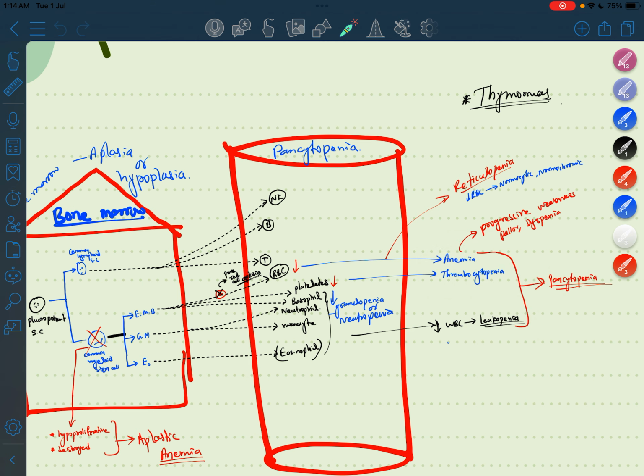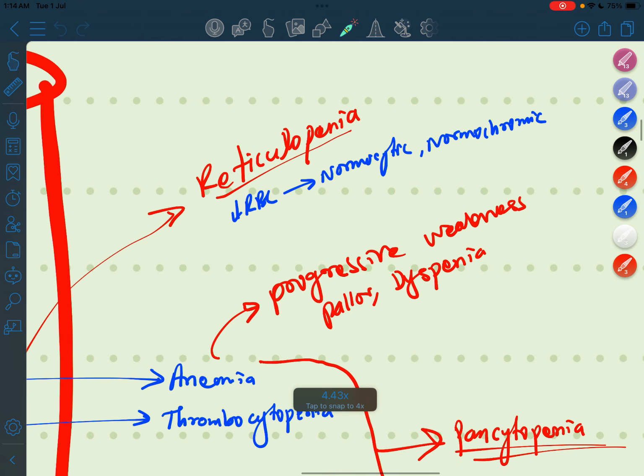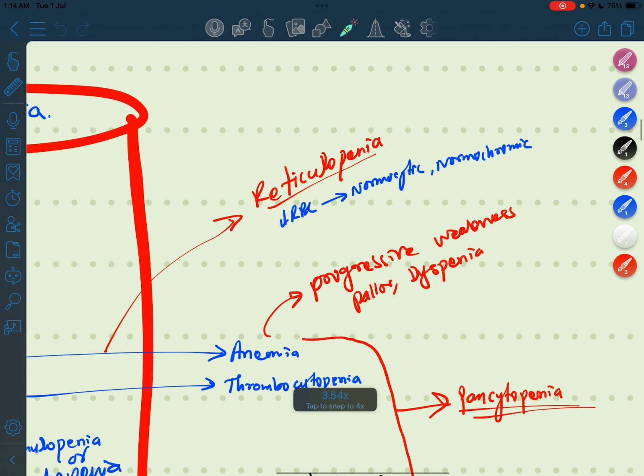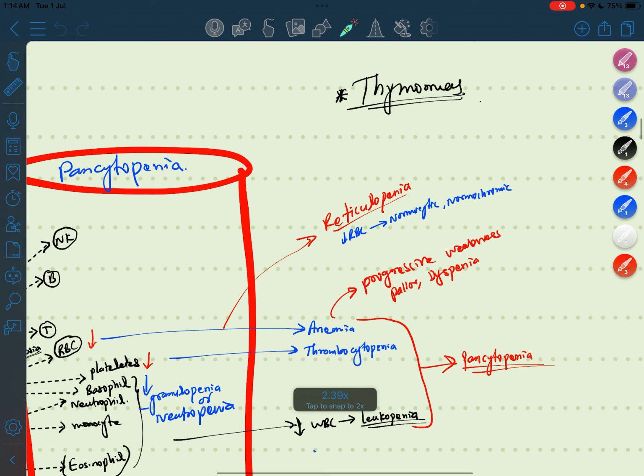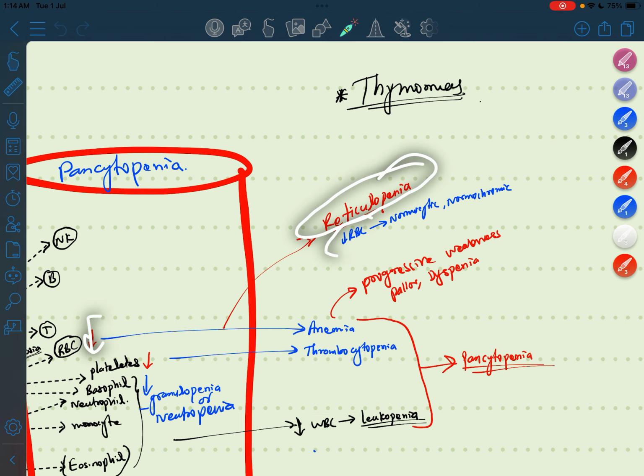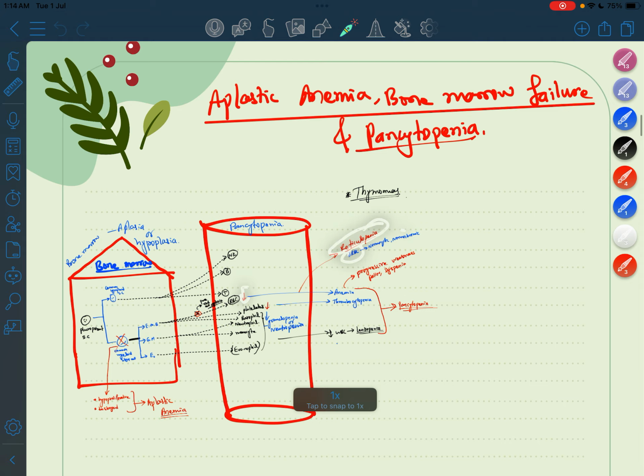And when there is anemia, there is progressive weakness, pallor, and dyspnea. If the RBC is decreased, there is also reticulocytopenia. So there is an RBC decrease, normocytic and normochromic.